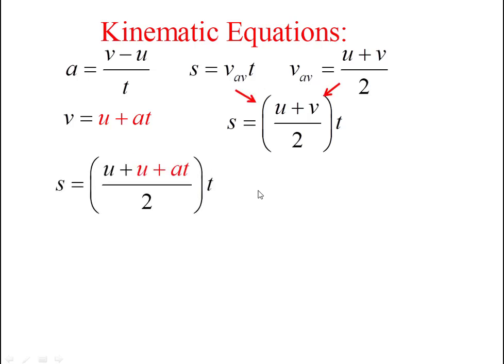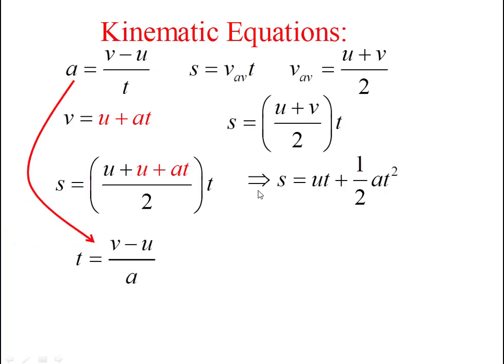And we can write this equation as s is equal to u plus the one which is written in red, which is directly coming from this one and these two equations. And this can be further simplified as displacement is equal to ut plus a half at squared. And making t the subject of the formula in the formula for acceleration, a is equal to the final velocity minus initial over t, we can write t is equal to (v minus u) divided by a.